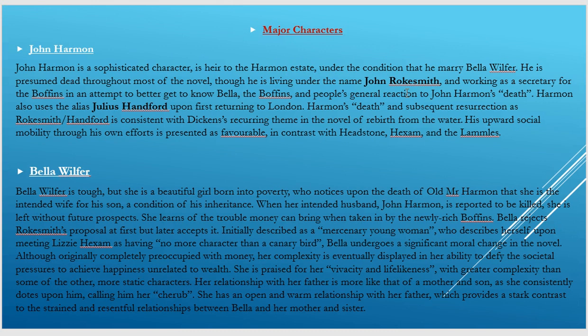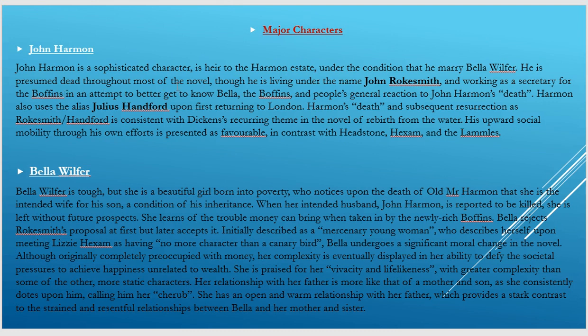So the point here is that Bella and others, Mr. and Mrs. Boffin, thought no one could get the will except them, because they were servants in Mr. Harmon's home, the father of John Harmon. And John Rooksmith is working as a secretary for the Boffins. It means when he came back to his father's house, he didn't announce himself as John Harmon, because everyone realized that John Harmon was already dead.